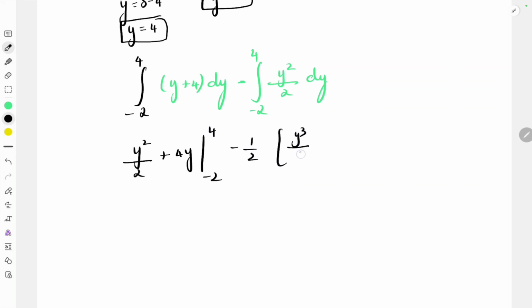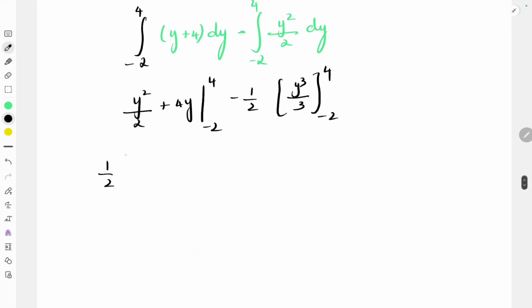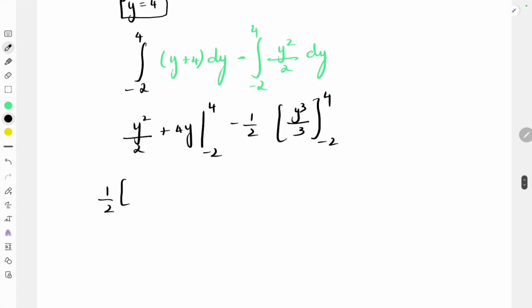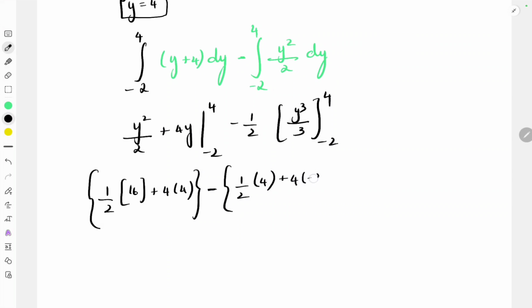so y cube by 3, so -2 to 4 again here, so 1 by 2 into upper limit, which is 4 square 16 plus 4 into 4, this is for upper limit, minus of lower limit, so 1 by 2 into -2 square, which is 4 again, so plus 4 into -2, upper limit minus lower limit is over, so -3 2s are 6, 4 cube is 64, minus 2 cube is -8, minus of -8 plus 8.